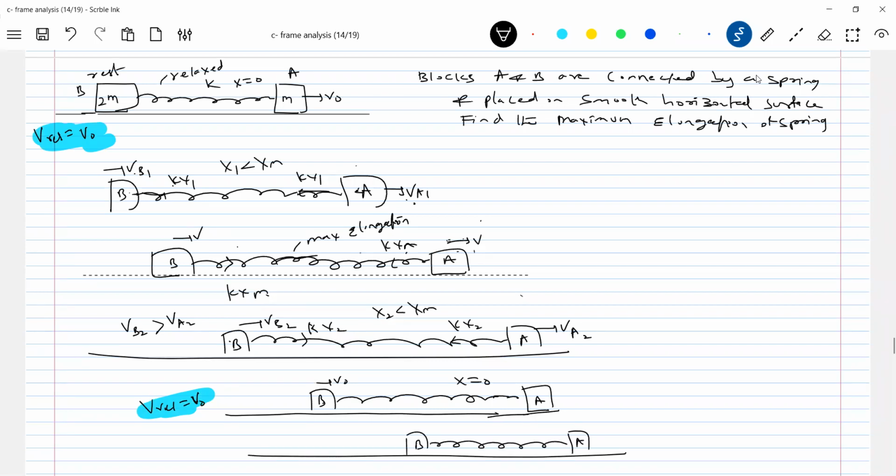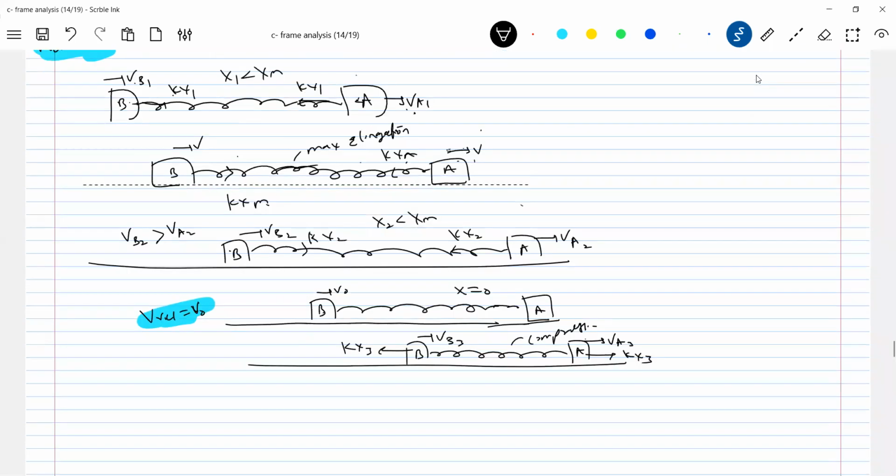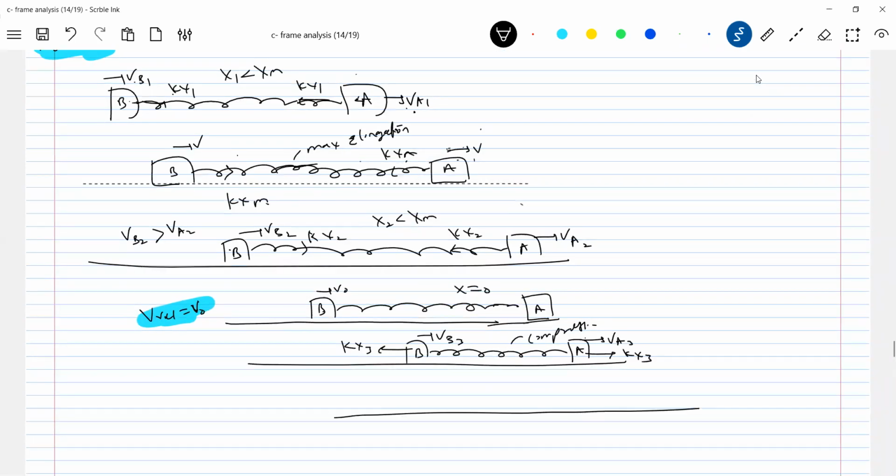Now spring force kx3 will act. Call this VB3. The spring force will act in this direction. So now it's a compression. Now the velocity of this block will increase, and the velocity of B will keep on decreasing. After that comes maximum compression. Again at maximum compression, what will we get? Both will again have the same common velocity, and compression will be maximum.